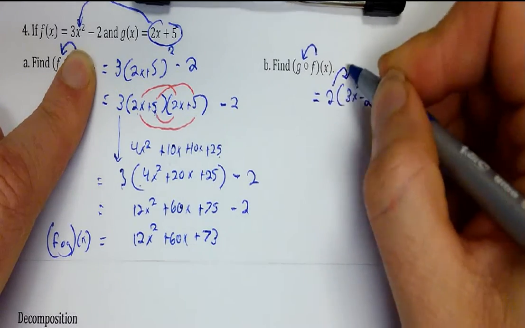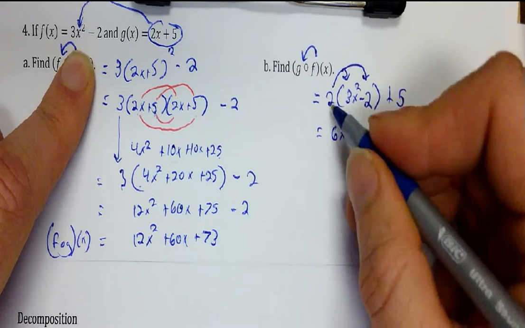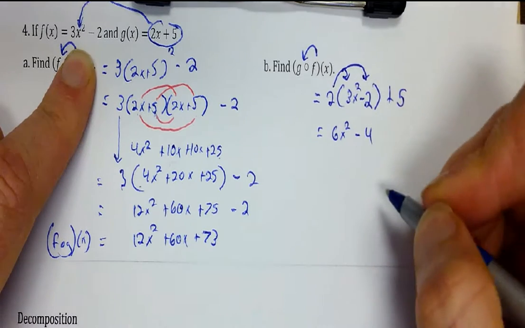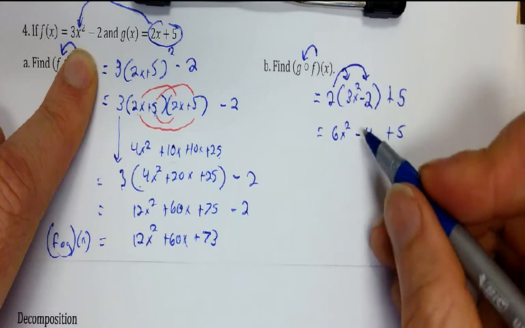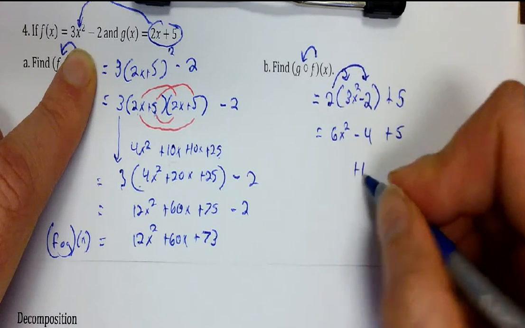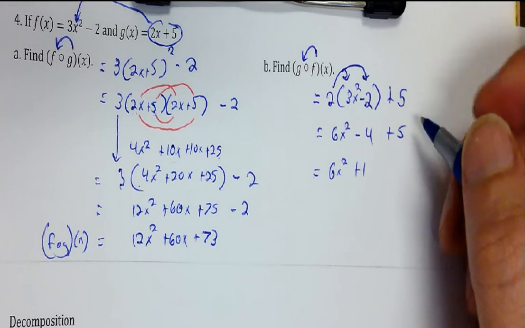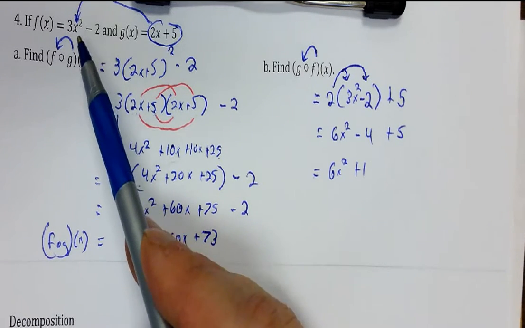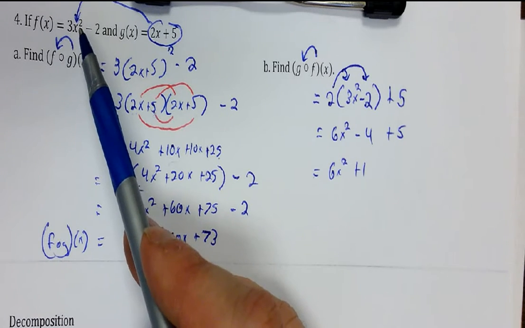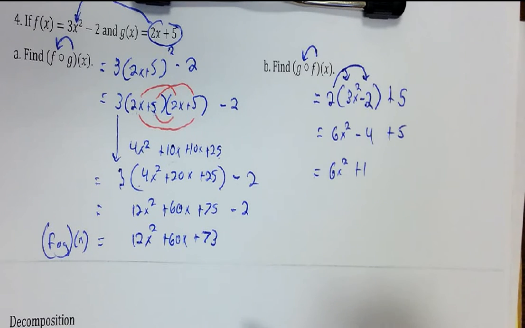I'm just going to distribute my 2. So 2 times 3x squared is 6x squared. 2 times negative 2 is negative 4. And then I carry down my plus 5. From here, negative 4 plus 5 is plus 1. And I carry down my 6x squared. So it was much nicer because we didn't have to square it. So when you've got a quadratic as one of the functions you're composing, sometimes that can be a real pain. You'll have to FOIL. Sometimes it's really easy, just depending on which direction you're going. If they're both quadratic, well, that's another story.